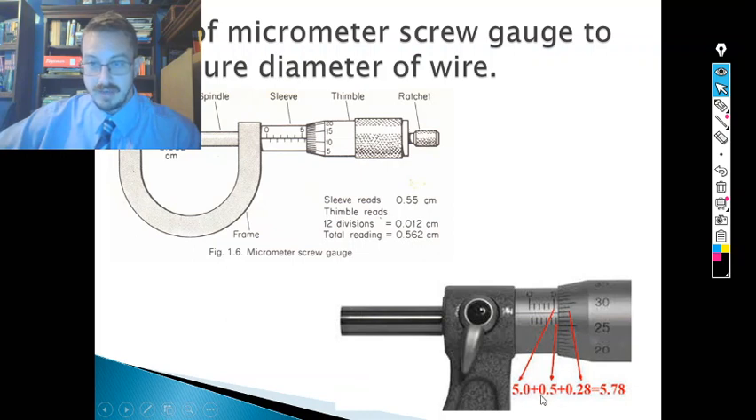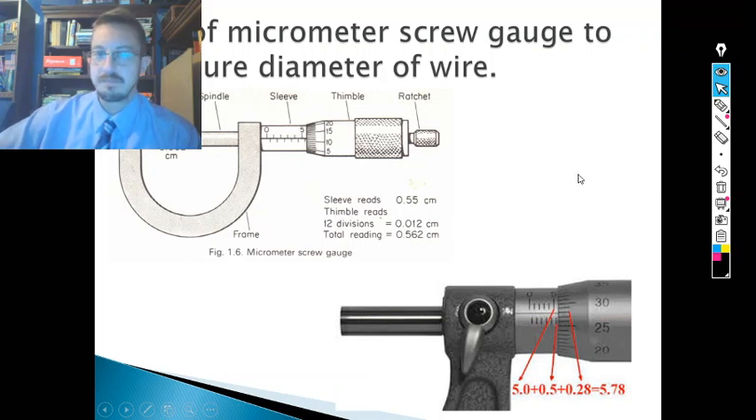To add up very precisely, like this is the 5 centimeter mark or millimeter mark, and then it's halfway to the next one, so plus 0.5, and as we turn this, we're moving half of a millimeter at a time, and so this actually goes to the 0.25, 0.26, 0.27, so 0.28 is on this line. And then we'd read that out. And so this would give us very precise readings, 5.78, you'd be able to just add up what the micrometer is telling you.